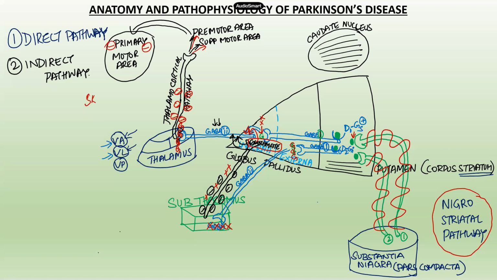And if it releases GABA, the thalamocortical pathway will get inhibited. If it gets inhibited, the premotor area and the supplementary motor area will get inhibited, and they will not be able to send impulses to the primary motor area, inhibiting the corticospinal tract and inhibiting the skeletal muscle movements. So this is what happens in the case of Parkinson's disease.